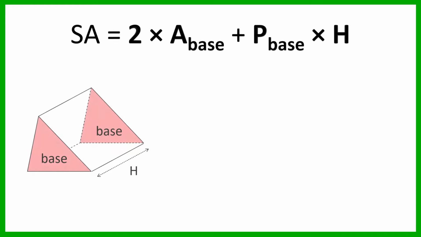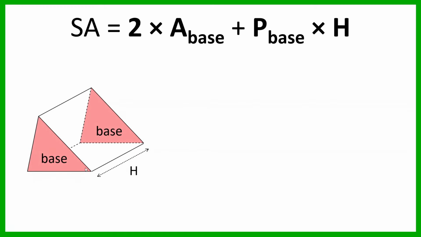Okay, so first of all, if we look at this as an example over here, remember the base is the two ends of the prism which are the same shape. Whatever that shape is, that's what you're going to be using when you're working with the area and the perimeter of the base when you're working out the surface area.